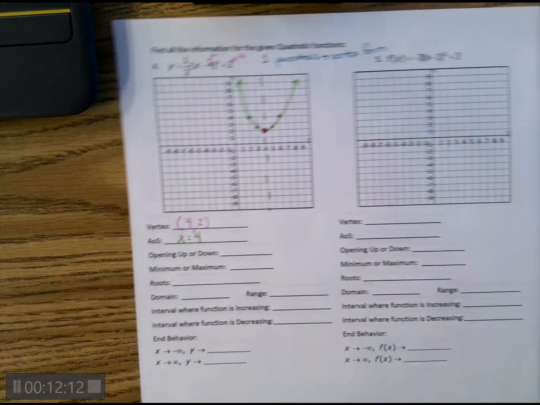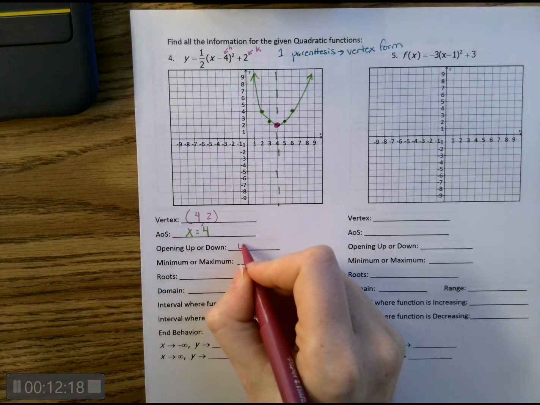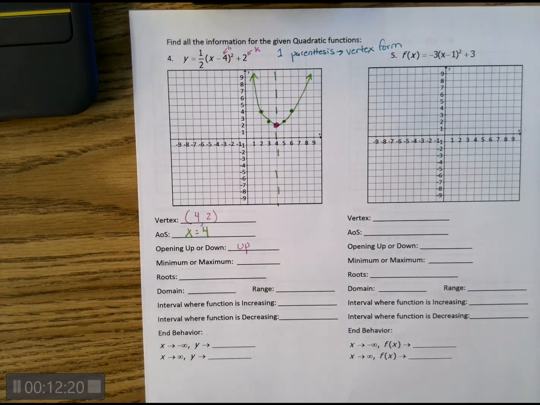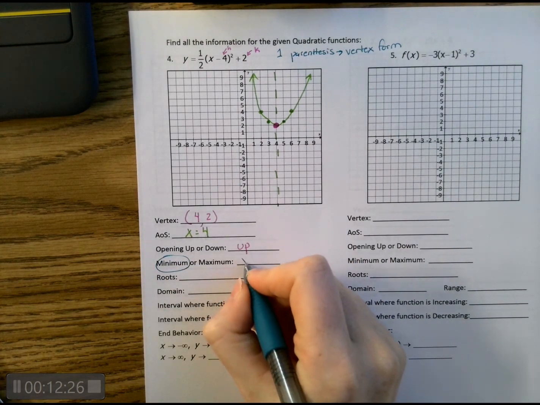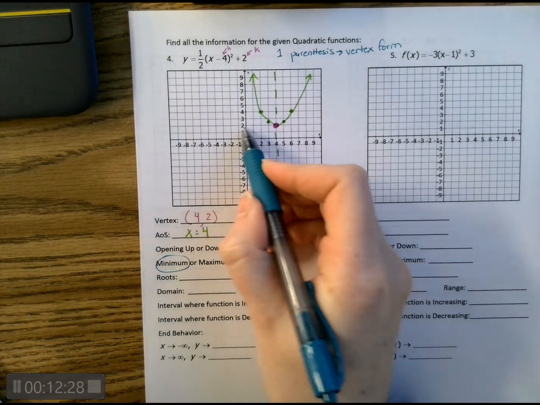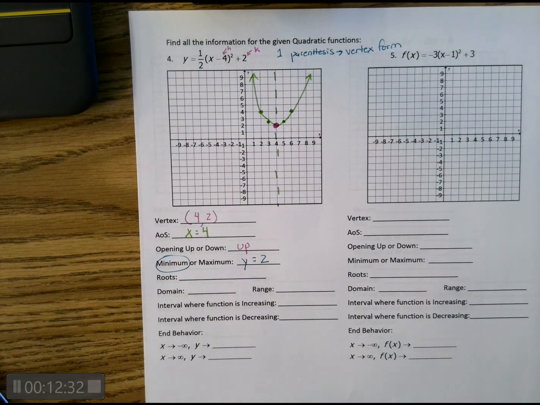This one's a little bit wider. Cool. Alrighty. So now, does it open up or down? Well, look at your arrows. It opens up. Do you have a max or a min? You have a minimum. What's your minimum value? It's going to be 2, because it's always the y-coordinate of your vertex.